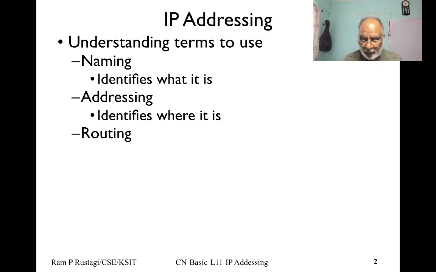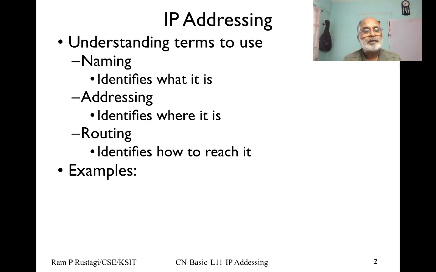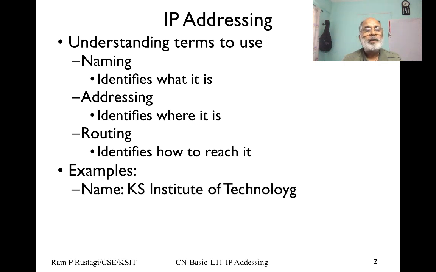So primarily we have three things called naming, addressing, and routing. Naming tells what it is, what the entity is. Address tells you where it is, and routing tells you how to reach it.